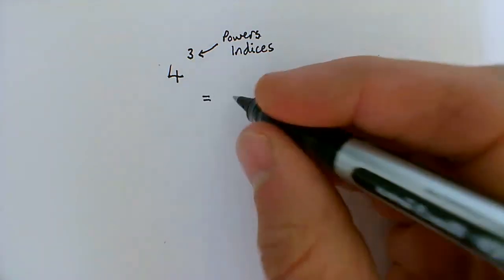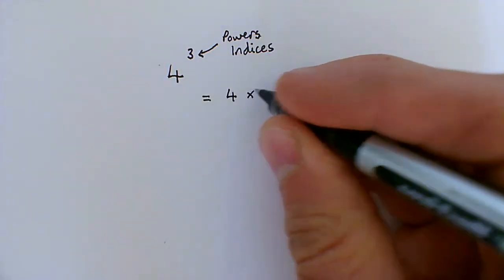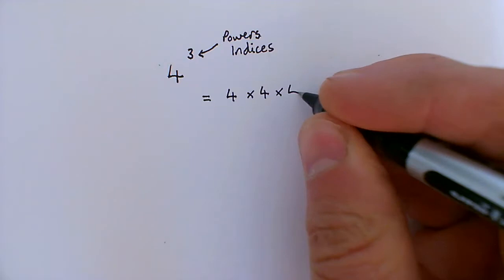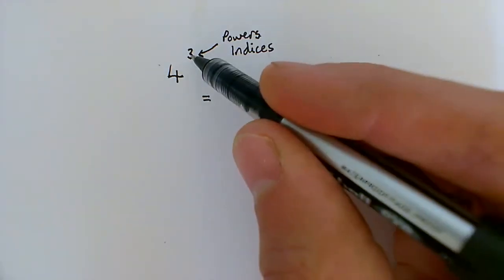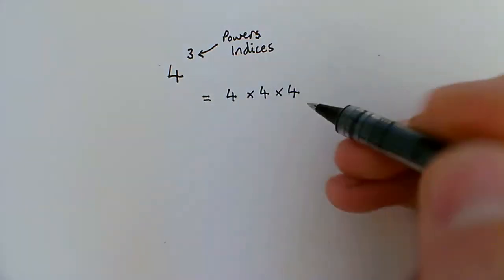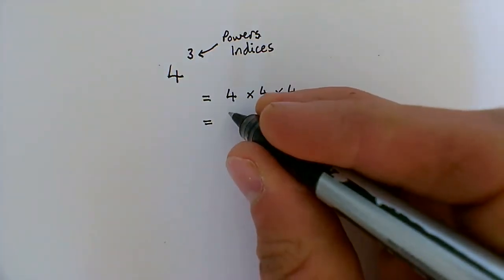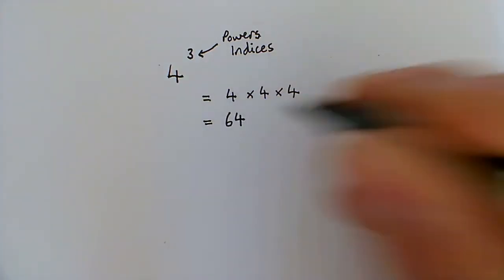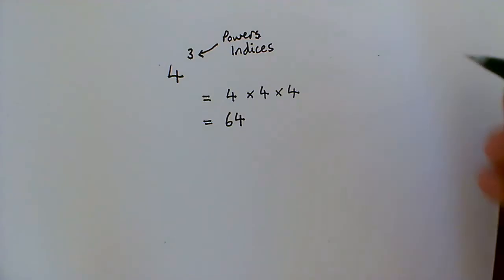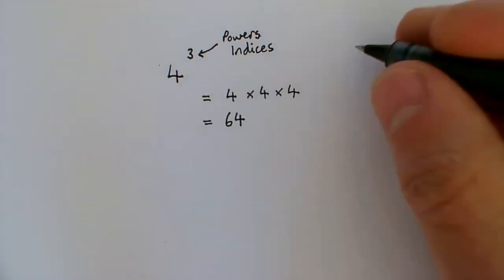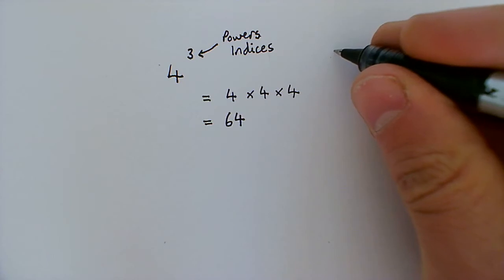You need to remember what this means. This means 4 times 4 times 4, or 4 times itself 3 times. So 4 times 4 times 4. Working out what that gives us, you can just put 4 times 4 times 4 in the calculator, and we get 64. There are some more efficient ways to put this in the calculator.